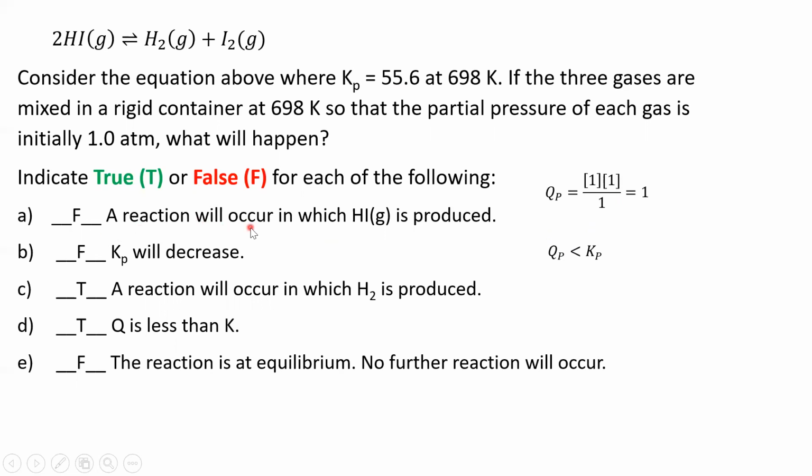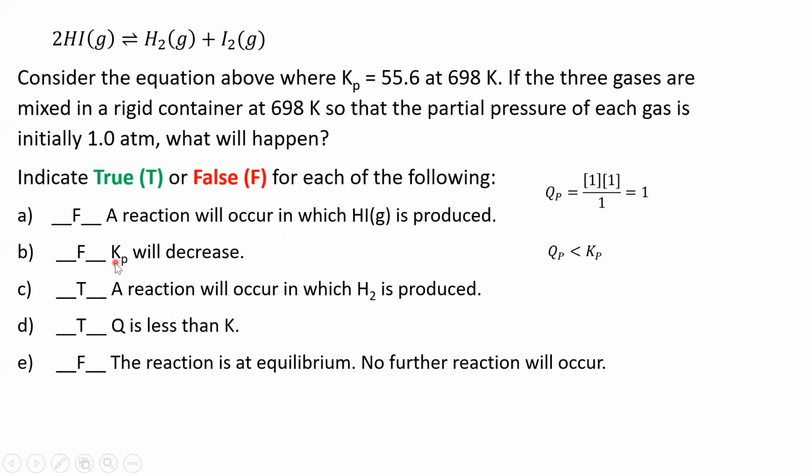A: A reaction will occur in which HI is produced. Well, if Q is less than K, in order to get to equilibrium, Q has to get bigger. In order for Q to get bigger, products have to go up and reactants have to go down. That means this reaction is going to be going towards the right, not the left. So A is false.